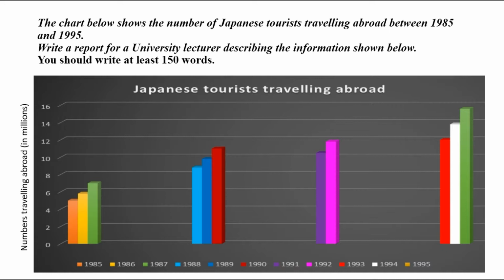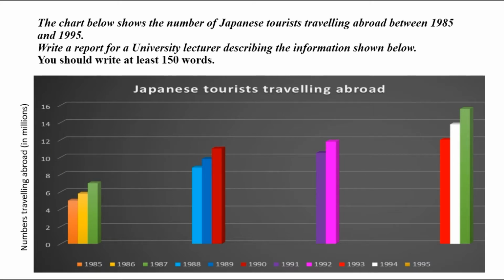Which type of the 2 chart groups does it belong to? Yeah, you are right. It's a movement data chart because we have 11 time scales starting from 1985 ending in 1995. The trend is only one: numbers of Japanese travelers abroad in 11 years. And the scales of the numbers range from 0 to 16 million.